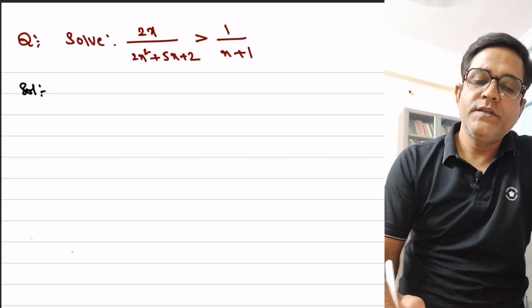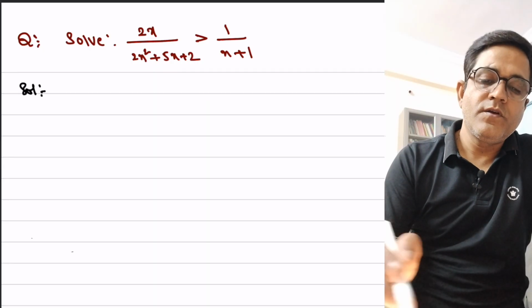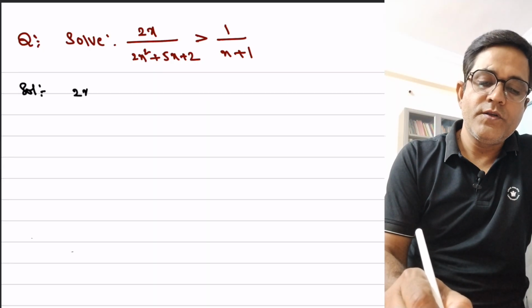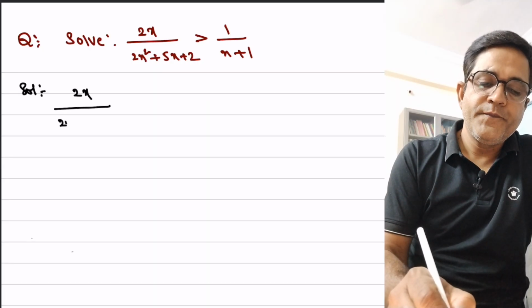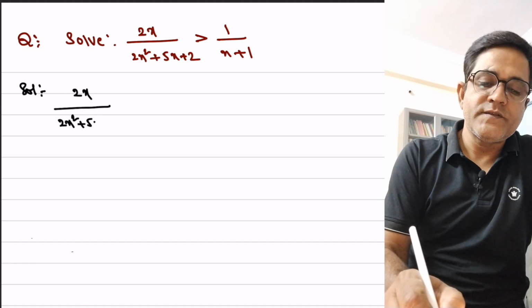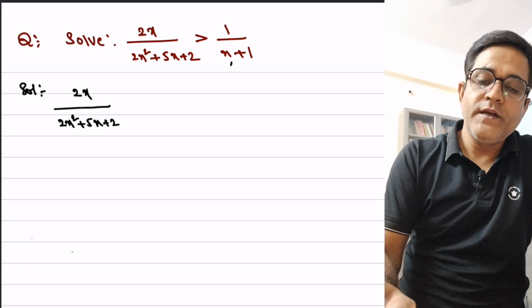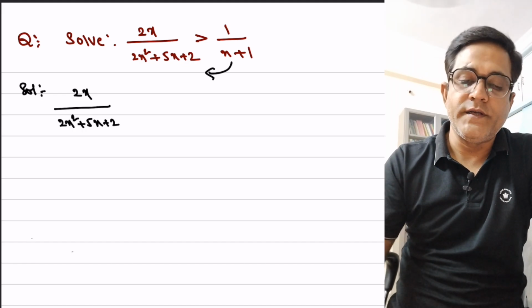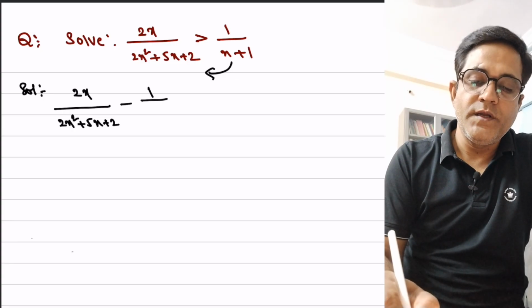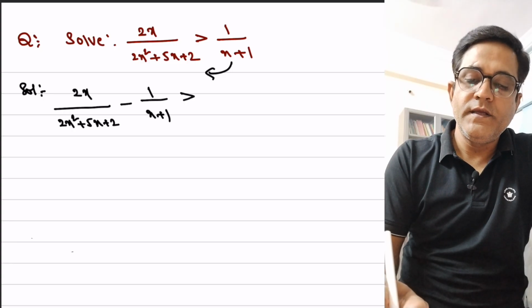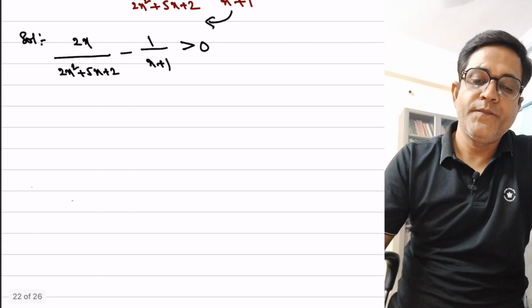Because we don't know the signs of the variables here, that is why don't cross multiply. Then how to solve 2x over 2x square plus 5x plus 2 greater than 1 over x plus 1? You take 1 over x plus 1 to the left hand side. Then it becomes the difference is greater than 0.